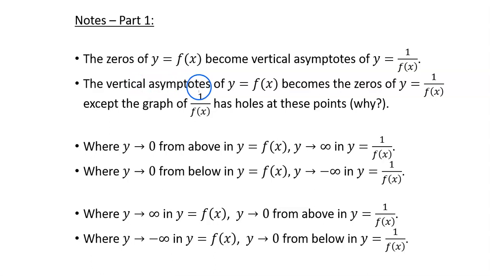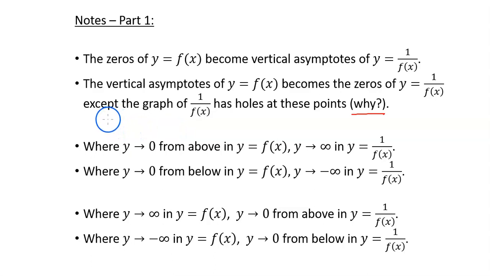Meanwhile, the vertical asymptotes of y equals f of x become the zeros of y equals 1 divided by f of x, because as f of x is tending towards infinity or negative infinity, that means that 1 divided by f of x is tending towards 0. Except in the graph of y equals 1 divided by f of x, there are holes at these points. And the question is why?